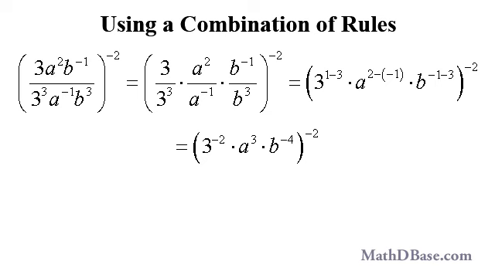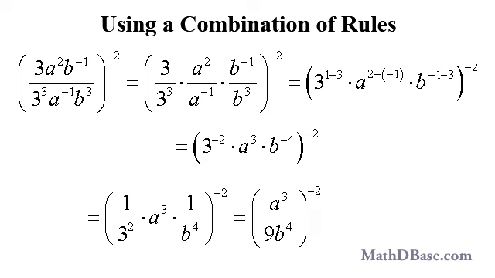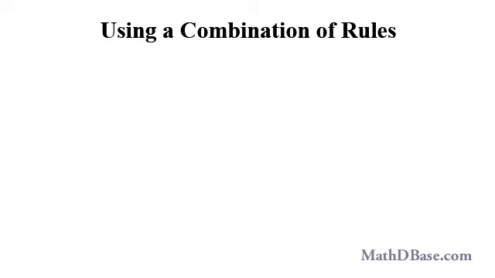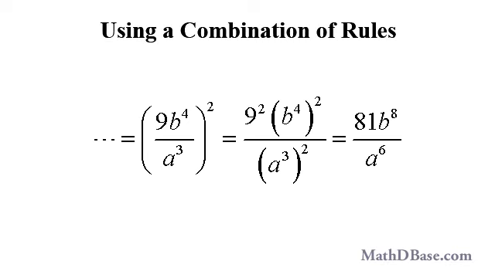Applying the definition of negative exponents within the parentheses, we get 1 over 3 squared times a cubed times 1 over b to the 4th, all raised to the negative 2, which simplifies to a cubed over 9b to the 4th, all raised to the negative 2, or 9b to the 4th over a cubed, quantity squared. Applying the negative exponent rule to the exponent outside of the parentheses. Using the power of a quotient rule, we get 9 squared times b to the 4th squared over a cubed squared, which simplifies to 81b to the 8th over a to the 6th, using the power rule for exponents.